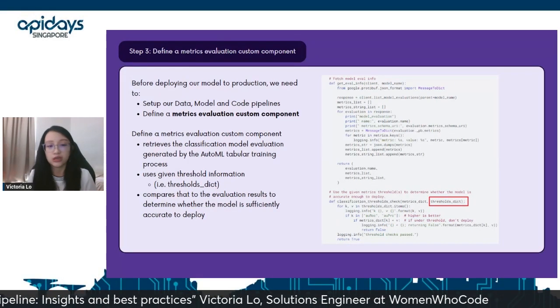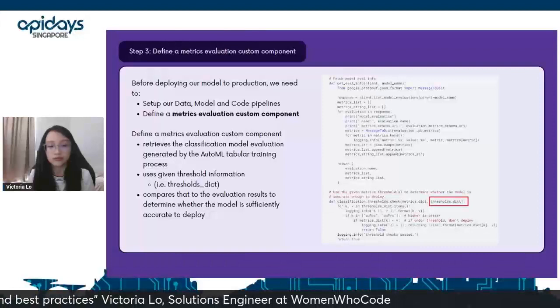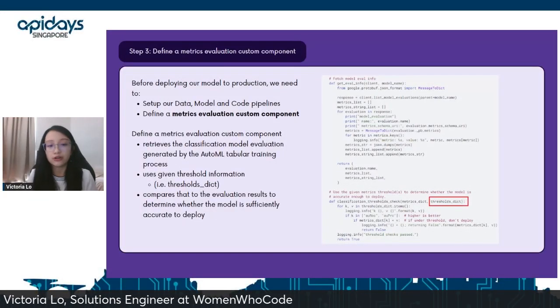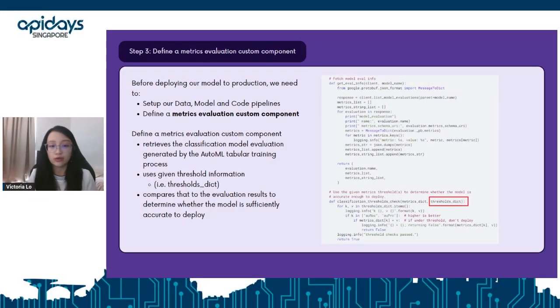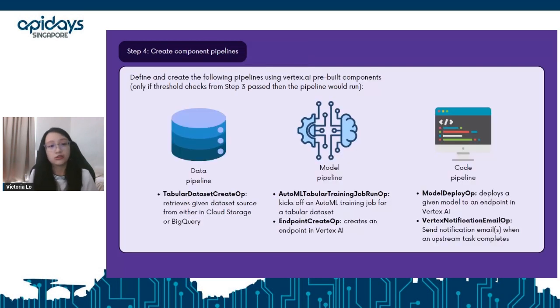So we want it to be better in terms of the accuracy or some other things that we want to define. So by doing this metrics evaluation component, we can actually automate the deployment of the model, which we'll see later in the next step. So the next step is finally the machine learning ops part, which is where we are creating pipelines all around the three pillars as mentioned before.